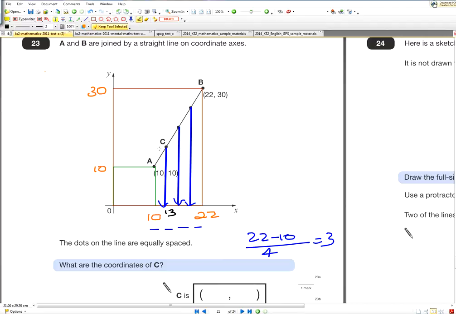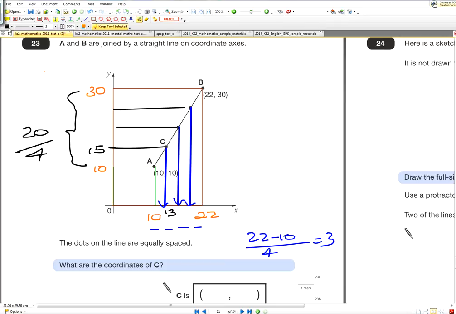Now, similarly, if you draw lines along here, a quick line here, quick line here. Between 30 and 20, we have 20. And we divide it by how many gaps? 1, 2, 3, 4. So 20 divided by 4 is? 5. Okay, took your time. So 10 add 5 is? 15. So the coordinate for C is?